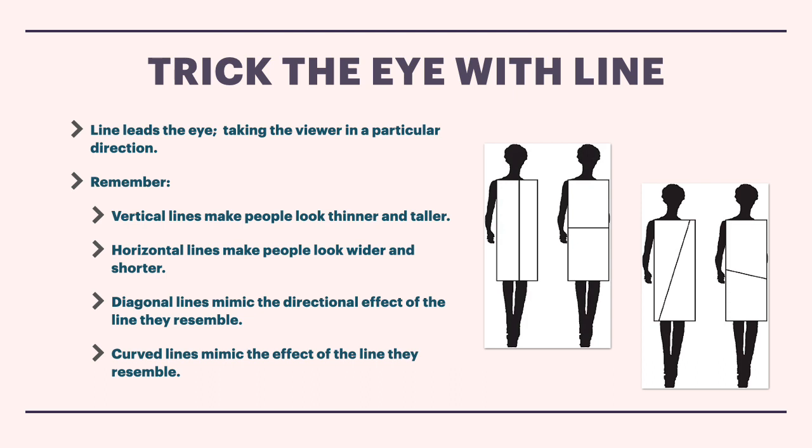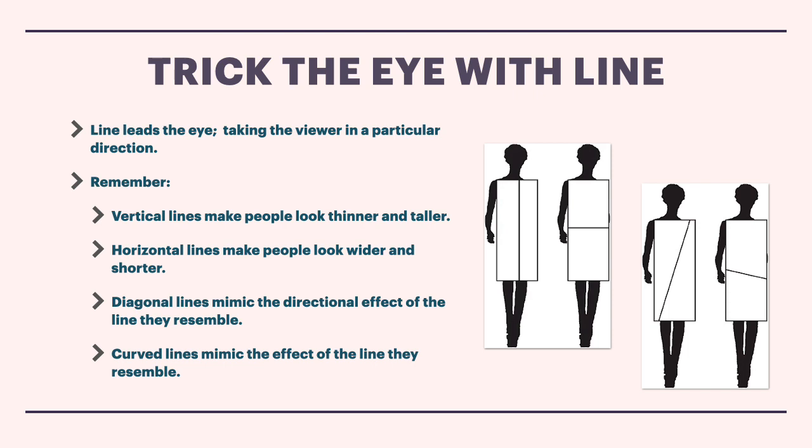Tricking the eye with line. So as we know, line leads the eye. So it takes the viewer in a particular direction. Remember that vertical lines make people look thinner and taller, while horizontal lines make people look wider and shorter. Diagonal lines mimic the directional effect of the line that they resemble.